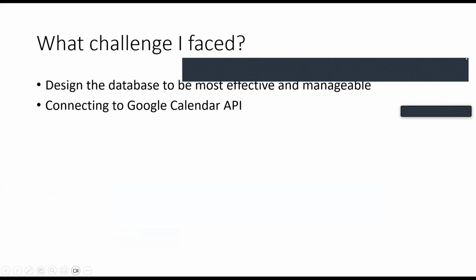Okay, what challenges did I face? The designing of the database is actually kind of complicated because there are so many things to consider. And then connecting to the Google Calendar API was also challenging because I needed to go to Google Cloud to authorize my website, which is a long process and very tough. I needed to Google it, ChatGPT it, everything that I could.